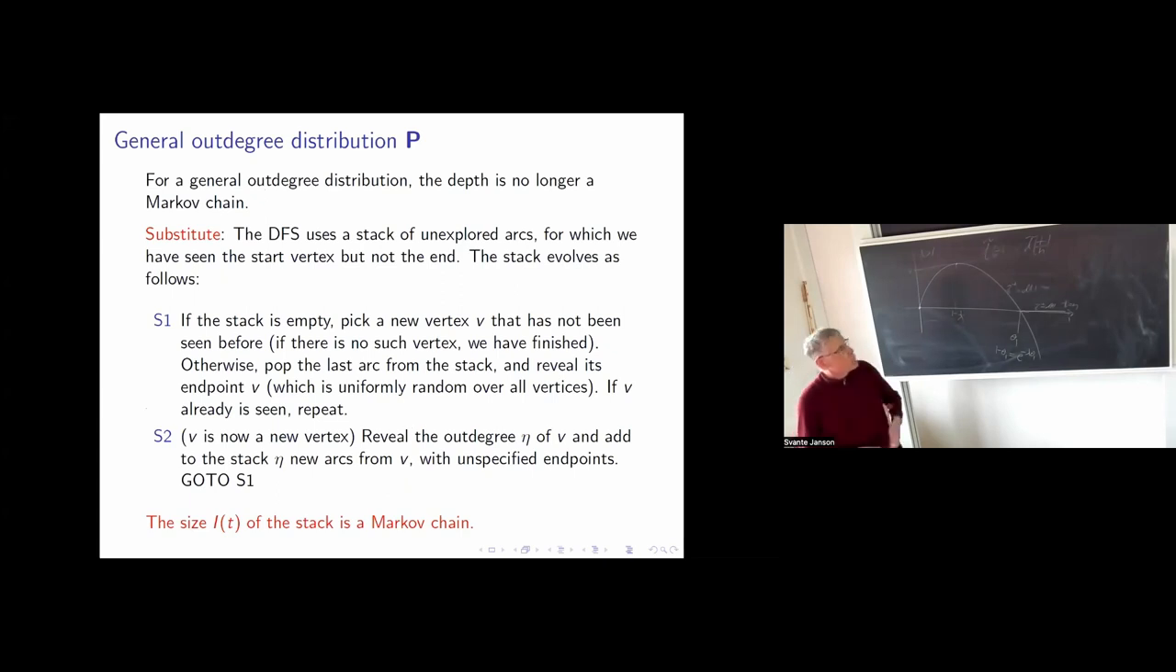Let me finally just say what happens for a general out-degree distribution. The depth is no longer a Markov chain, because now you have to keep track of how many arcs you already have seen or checked from a vertex. So instead, we construct another Markov chain. This depth-first search uses a stack of unexplored arcs, and we count how many we have in this stack. So if the stack is empty, we pick a new vertex, and otherwise we pop the last arc from the stack, and we reveal its endpoint. And if we have seen the endpoint, we ignore it and repeat. And then when we get a new vertex, we reveal its out-degree and add those new arcs to the stack, with unspecified endpoints. We reveal endpoints only when we need them.